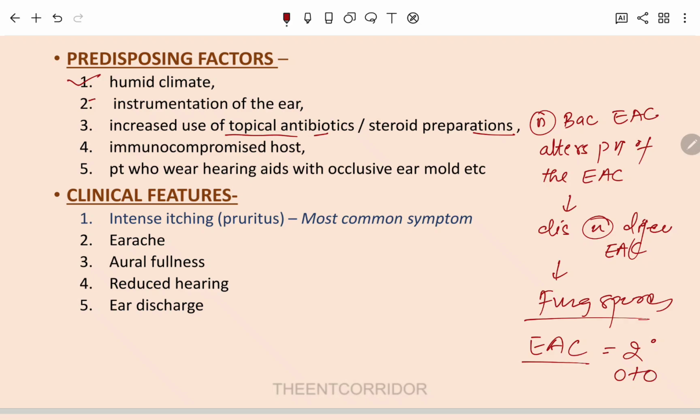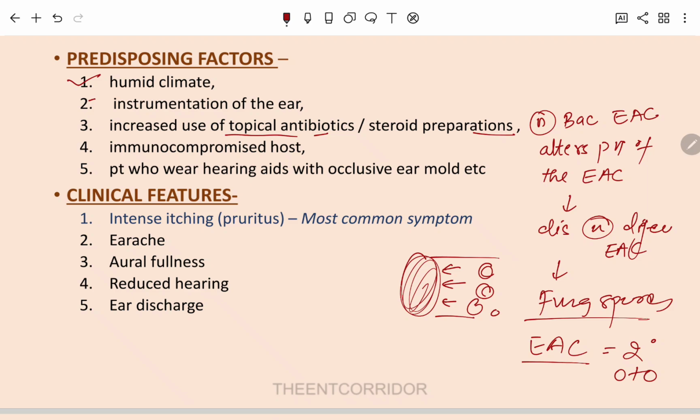Next we have the immunocompromised host, then we have people wearing hearing aids with occlusive ear molds. Now what happens is the epithelial migration gets hampered in such cases. When there is a mold over here, the epithelial migration or the ventilation of the external auditory canal does not take place like in a normal person. As a result, there is development of fungus or otomycosis in the external auditory canal.